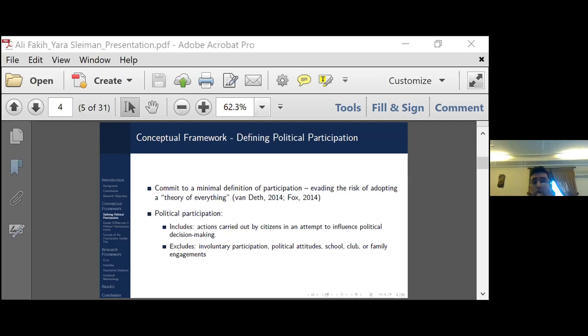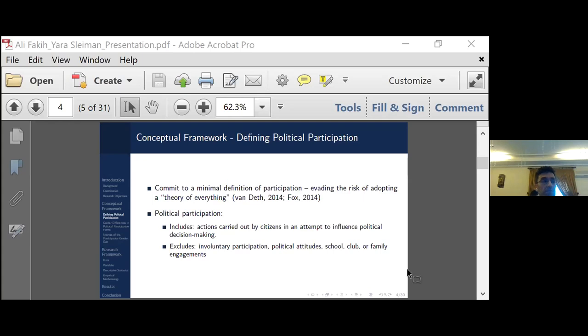In terms of definition, to make it explicit and avoid a broad definition of political participation, we refer to political participation as actions conducted by citizens in an attempt to impact decision making. So we exclude involuntary participation, political attitudes, school, clubs, or family engagement. We include actions carried out by citizens in an attempt to influence political decision making.